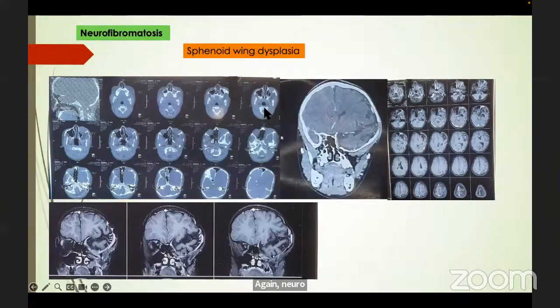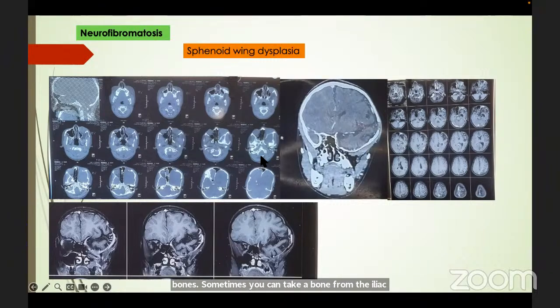This was a case which we have seen, and here you can see the sphenoid bone is missing. This is a case of neurofibromatosis where you can have this sort of anomalies. The plastic surgeons usually come to help us and reconstruct the bone. Sometimes you can take a bone from the iliac bone or the femur and then reconstruct it, or you can take a titanium mesh and reconstruct it.